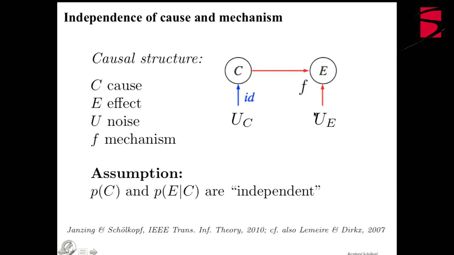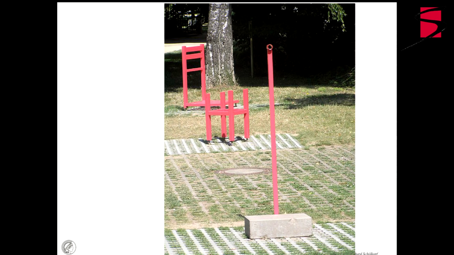And the function together with this noise variable determines the conditional of effect given cause, which we can think of as the mechanism that turns cause into effect. Now we're going to assume that this mechanism and the input distribution, the distribution of the cause, are "independent." I put this in inverted commas because this is a bit of an informal thing. One can formalize it in various ways. I'll show you one way later on, but let's keep it informal for now and rather show you a picture.